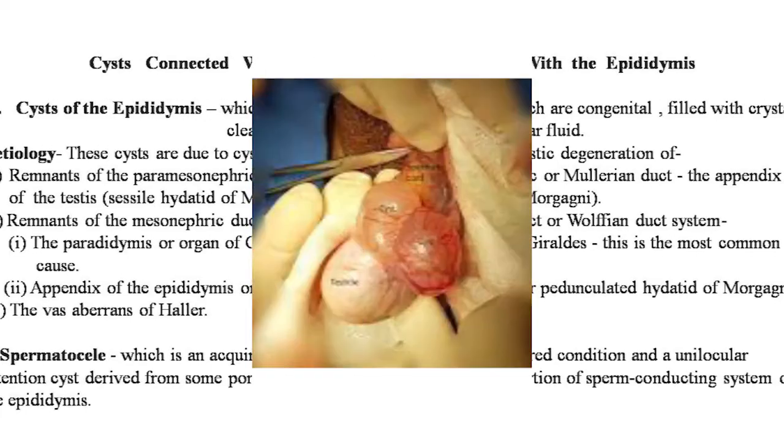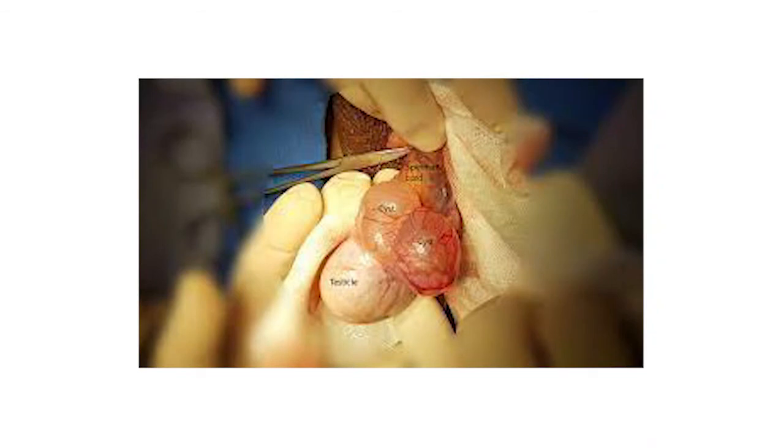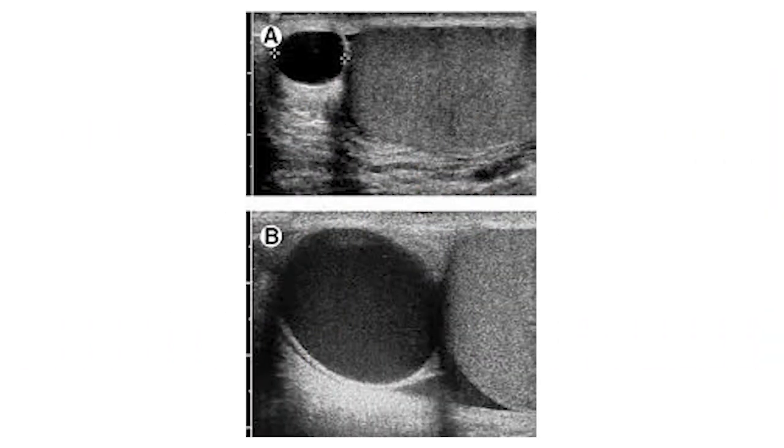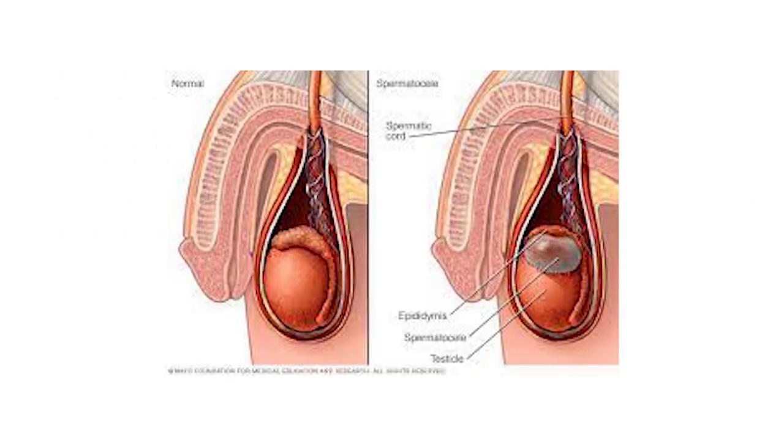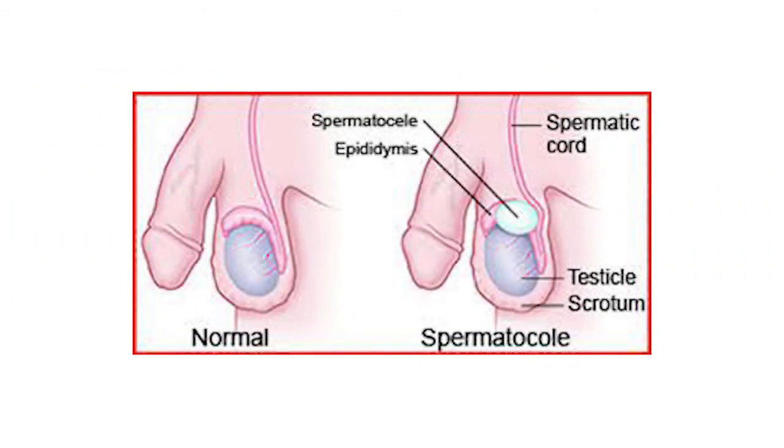Dear students, the image you can see on your screen is the cyst of the epididymis. It is clearly seen the crystal clear fluid, and second is the ultrasonic image showing the epididymal cyst also, and this is the third image, an animated color image also showing the picture of the spermatocele. This is the acquired condition, retention cyst derived from the portion of the sperm conducting system of the epididymis. Now this is the fourth image clearly showing the normal testis and the spermatocele is clearly seen in this image.